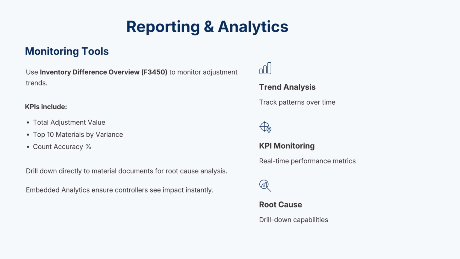Reporting and analytics. To monitor adjustments, use Inventory Difference Overview, F3450. Here you can view KPIs such as total variance value, top materials by discrepancy, and count accuracy percentage. Real-time dashboards allow controllers to drill into documents instantly, providing visibility across locations and materials.